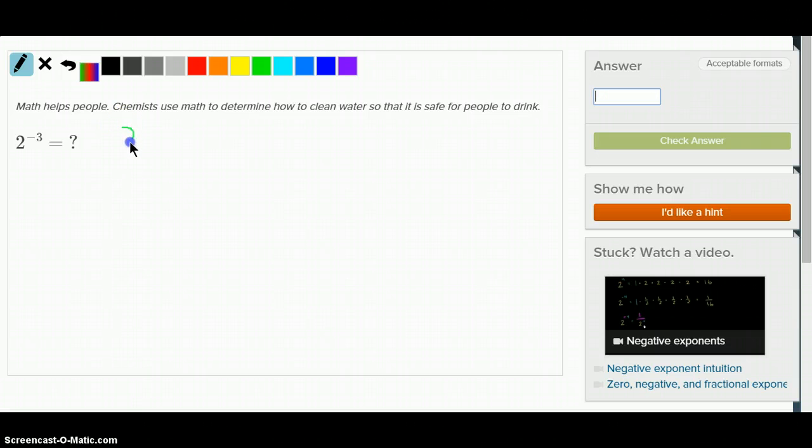So let's see if we have 2 to the negative 3. That would be the same as having 1/2 multiplied by 1/2 multiplied by 1/2. So that's 1/2 multiplied by itself 3 times, or 2 multiplied by its reciprocal 3 times. Okay, and that's going to equal 1/8. So let's put that in the answer box.